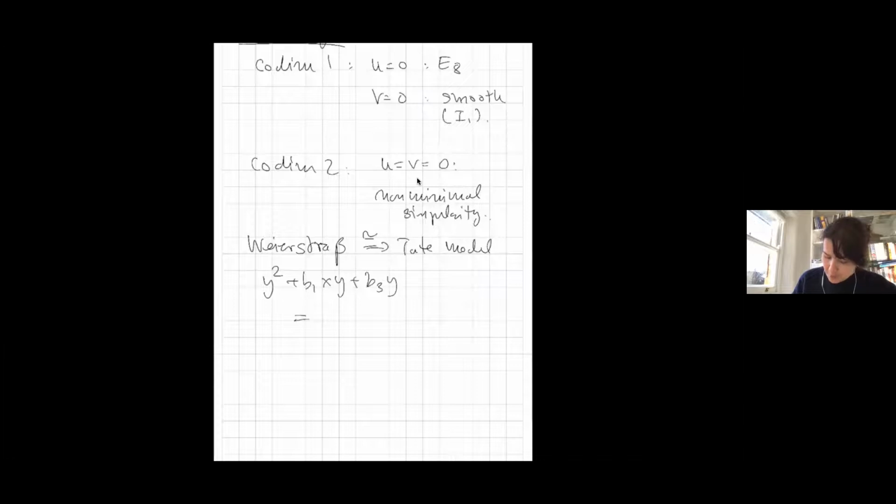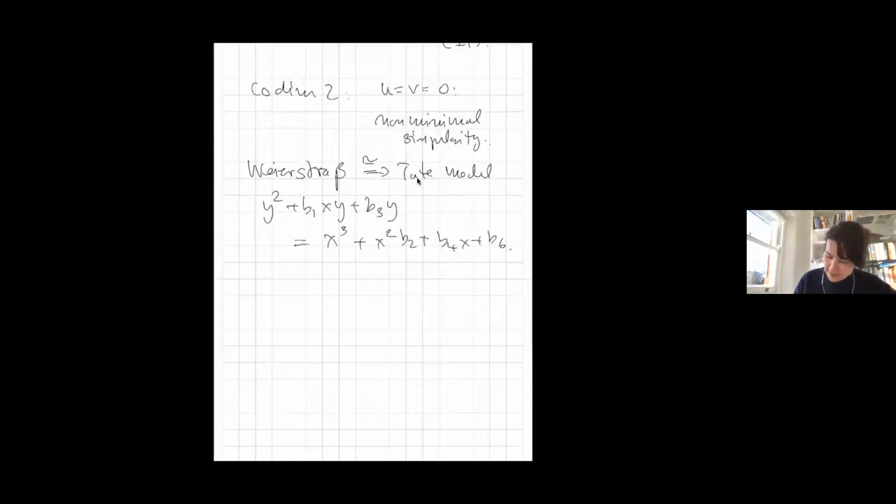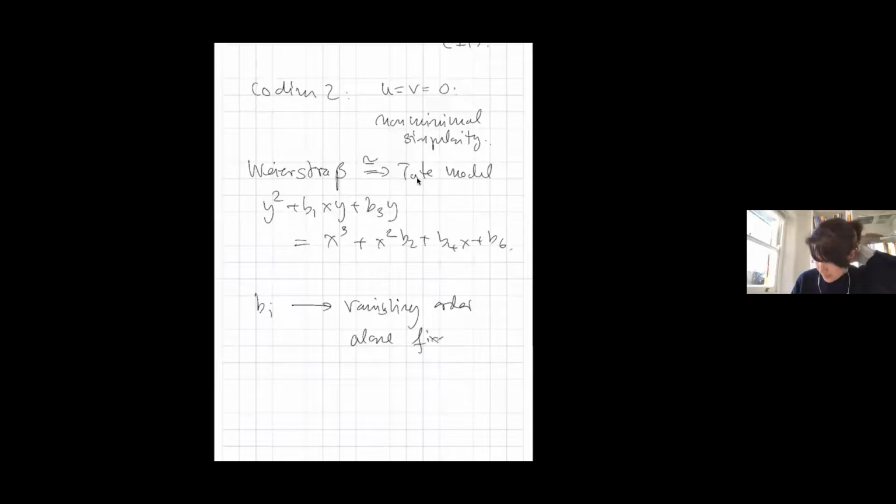which is, so it's again an equation. It's y and x being the coordinates for the elliptic curve, and has some coefficient functions, b_i. And now these b_i's will have some vanishing orders. So the vanishing orders alone fix a Kodaira singularity.